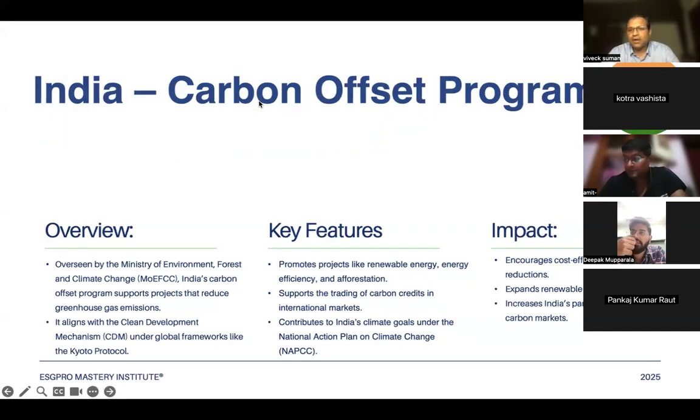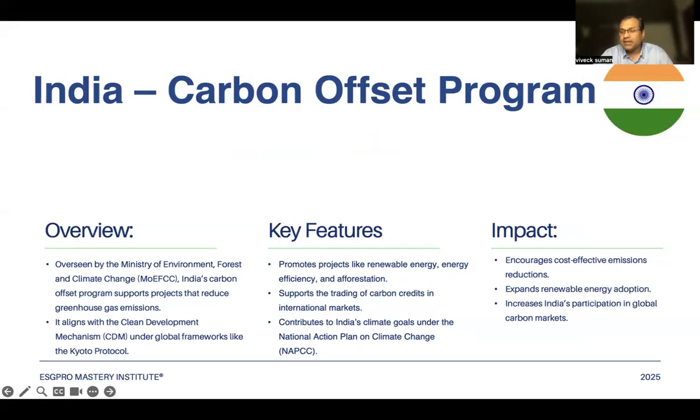Last one is the Indian Carbon Offset Program. I will briefly cover it here, but I want you guys to read because I have a case study coming, which I want to cover before I close the class today, right? So let me cover briefly what the Indian Carbon Offset Program is.